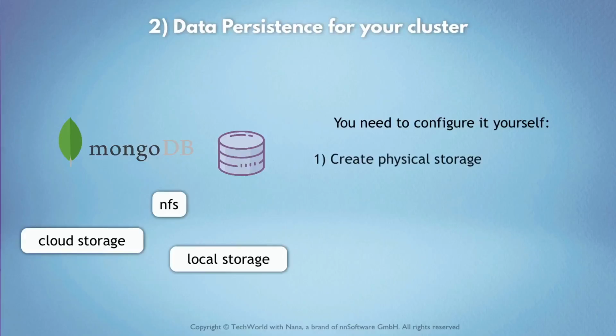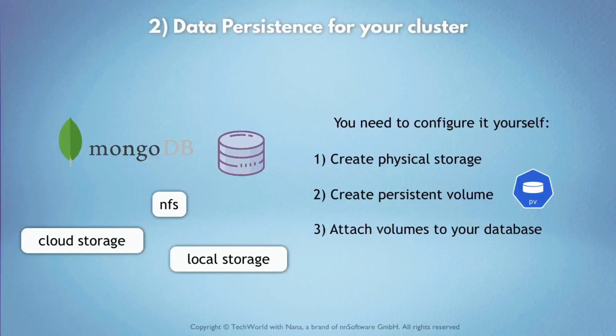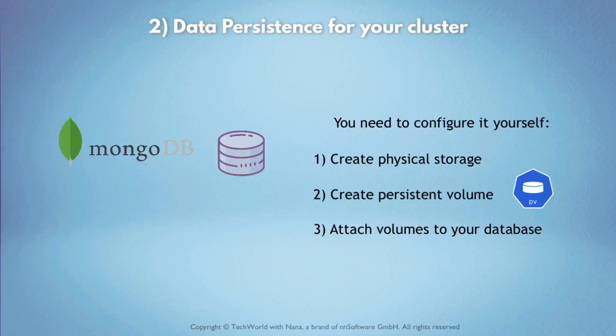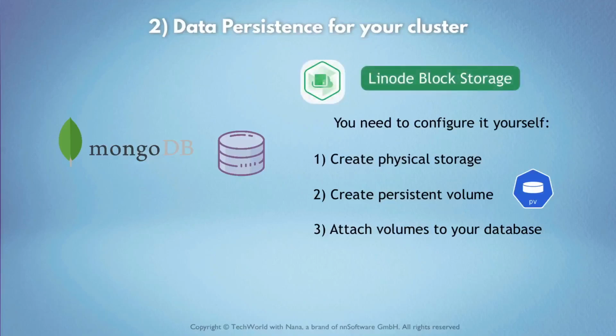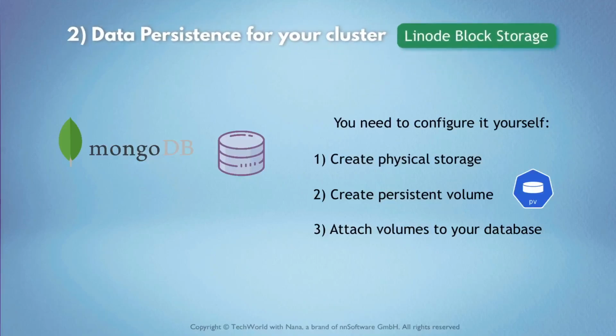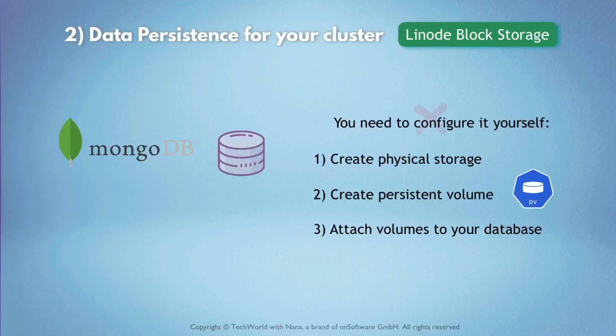So you would have to create that storage, the physical actual storage, and make it available for the cluster resource like database. Then you would have to create persistent volume components with the storage backend. And now you can attach these volumes to your database pods. Well, Linode has its own storage, Linode block storage, that you can use to dynamically create the volumes. So you don't have to set up and configure anything. You don't have to create the physical storage and then create volumes out of it and connect them, etc.